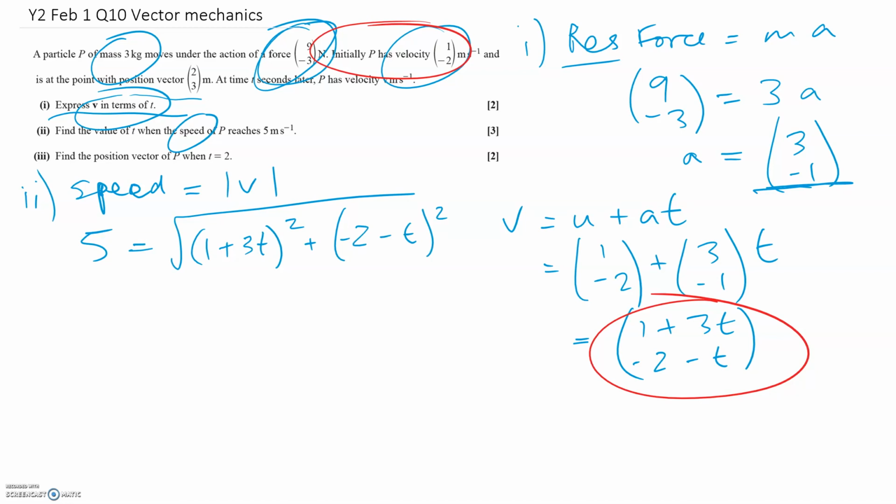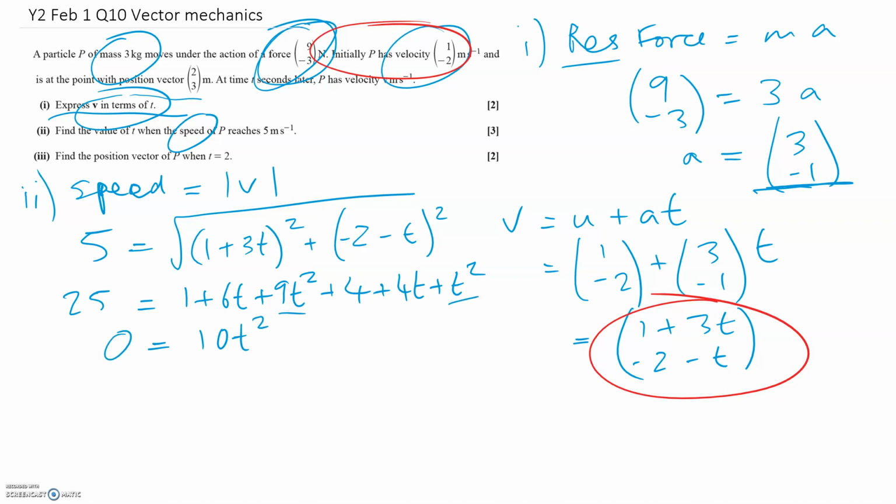And so let's square both sides. So 25 equals, we can expand the first bracket, and we're going to get this, expand the second bracket, and we're going to get 4, and then that's going to be 4t, I think, here, and then plus t squared. So this is going to be a quadratic, 10t squared. Let's just get it to equal 0. So that gives us 10t squared, this gives us 10t, and then 1 plus 4 is 5, but subtract the 25 and we get minus 20.